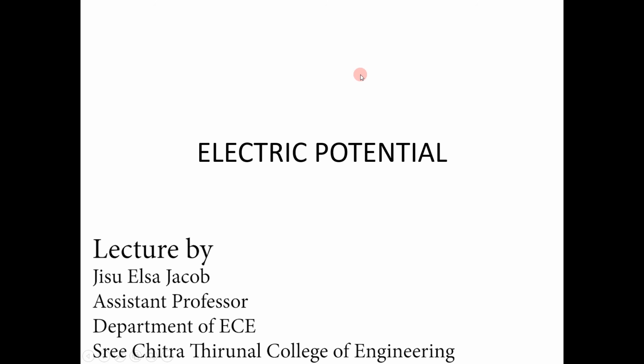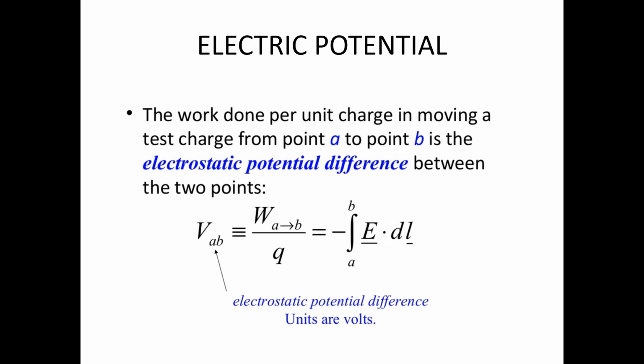So here we can discuss what is electric potential. Electric potential is generally represented by the capital letter V. It gives the magnitude of work done per unit charge in moving a charge from point A to point B. So the first equation clearly explains VAB.